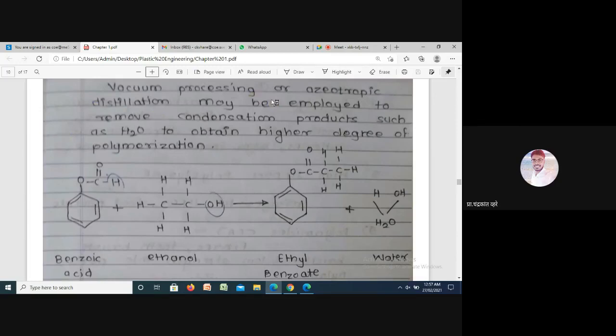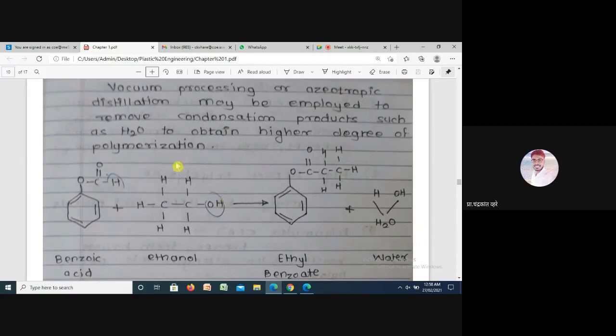So vacuum processing or azeotropic distillation may be employed to remove the condensation product such as H2O to obtain a higher degree of polymerization. So here is the reaction. This is benzoic acid, and we combine it with ethanol. We get ethyl benzoate plus water. So this is the reaction. You have to remember this reaction.